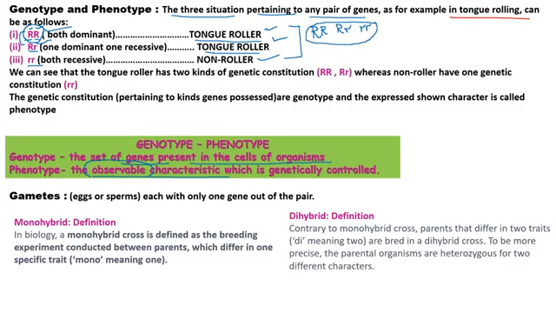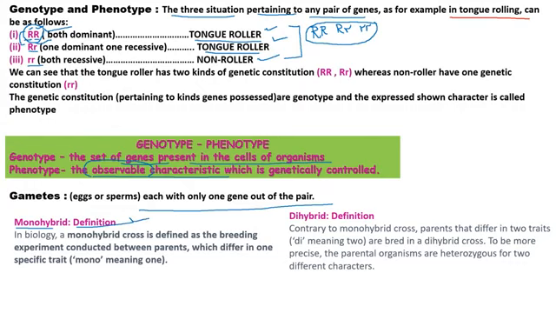Now, what are gametes? We know that sperms and eggs each have only one gene out of the pair. This is what gametes are. They have only one gene out of the pair. The sperm will have one set of male genes, and the egg will have one set of female genes.